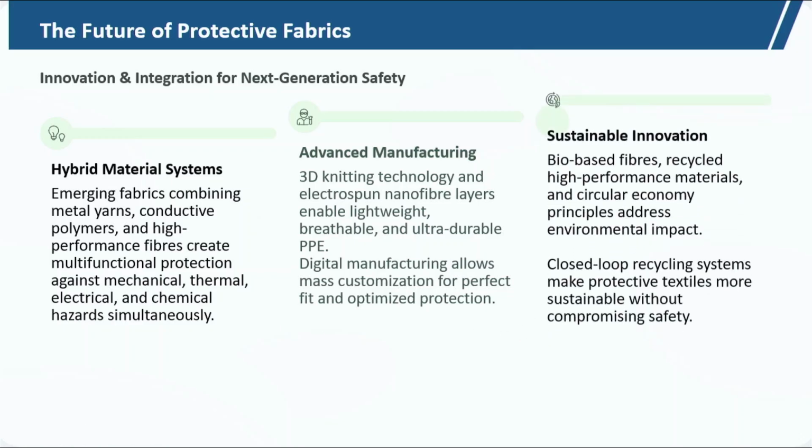And sustainable development. All the developments which we do should be sustainable. So, we should go for bio-based fiber, recycled high performance material and the circular economy. A closed loop recycling system makes the protective textile more sustainable without compromising safety. So, these are the future of protective textiles.